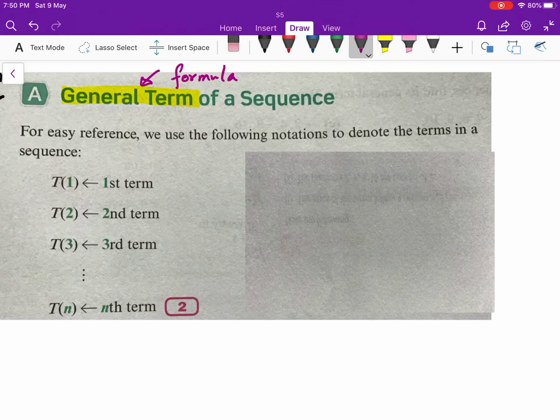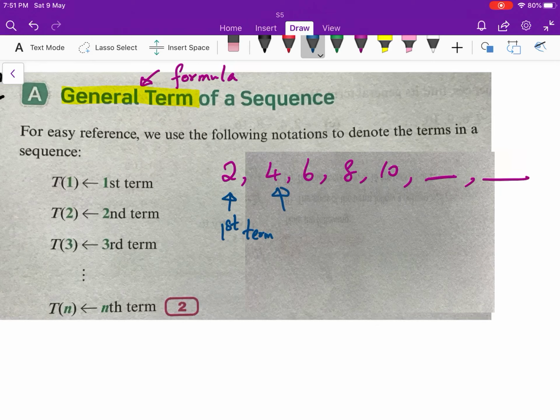For example, we are just using 2, 4, 6, 8, 10 as the example to show you. This is your first number in the sequence, right? So this is your first term. Then this is your second number, so we call it the second term. Then the third number, we call it the third term. So it goes on counting, third, fourth, fifth, until the end. I don't know how many there are, but I know the end.